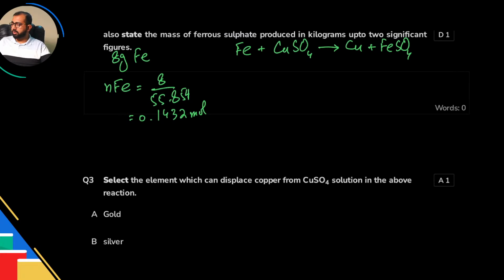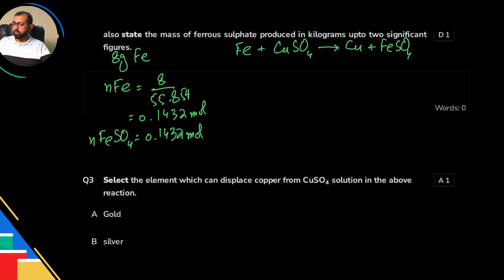Second step, based on this and using the equation, you find out how much iron sulfate is made. Because I have a 1:1 mole ratio, if this is 1 mole, this will also be 1 mole. But if this is this many moles, that will also be this many moles. So that's also the number of moles of iron sulfate. So we figured this out, that is 0.1432 moles.